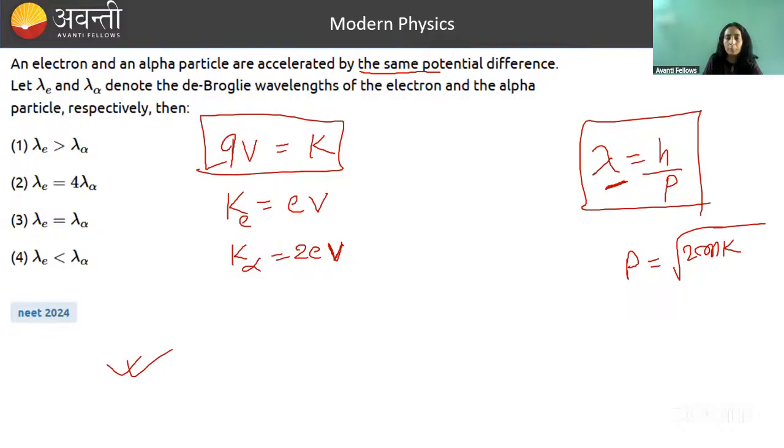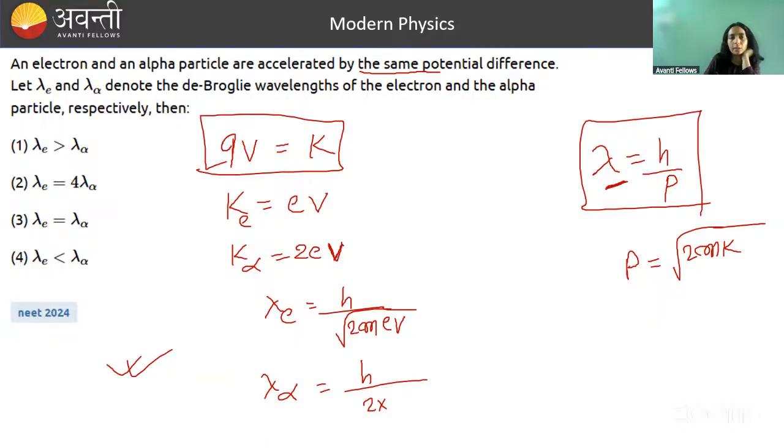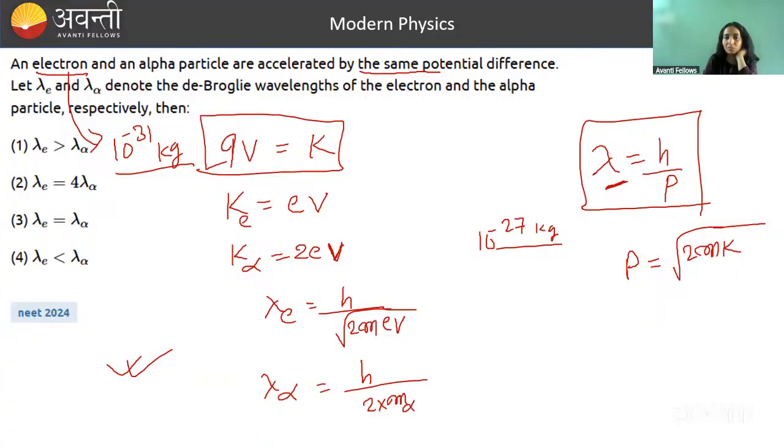Okay. Now you have to calculate the ratio of their wavelengths. So the wavelength of the electron, what will you write? h by root of 2 times mass of electron, let's say m, into kinetic energy of electron, that is eV. Okay. What is the wavelength of the alpha particle? h by root of 2 into the mass of the alpha particle. What is an alpha particle? It is the nucleus of helium. In a helium nucleus there are two protons and two neutrons. The mass of an electron is in the range of 10 to the power minus 31 kg, and the mass of a neutron and proton is of the range of 10 to the power minus 27 kg. So here the mass of the alpha particle is far greater than the mass of the electron. And this is 2eV.